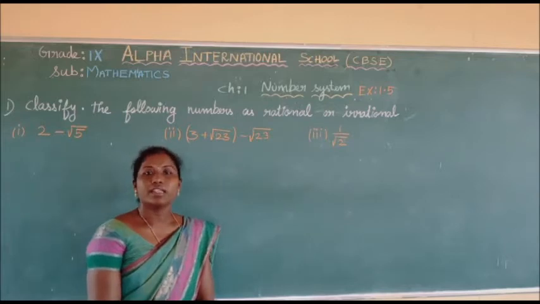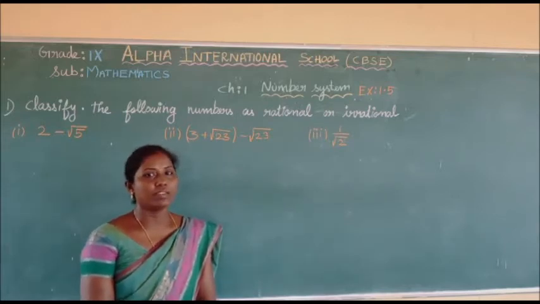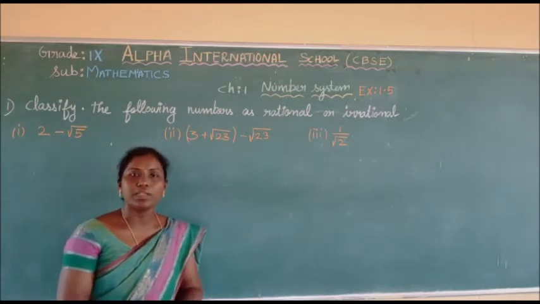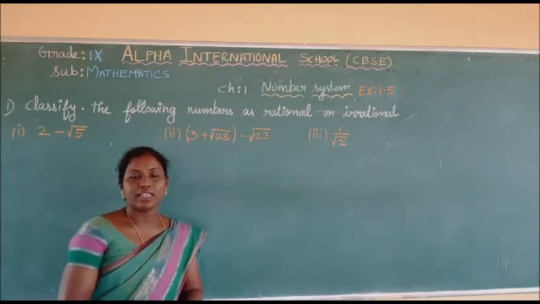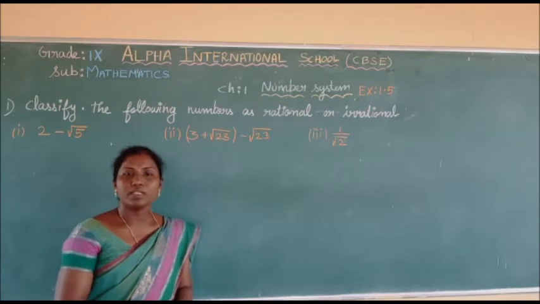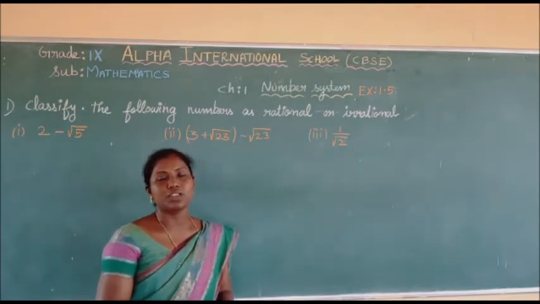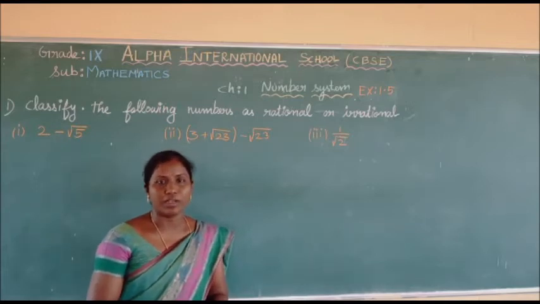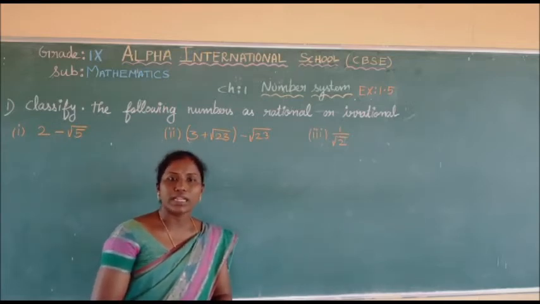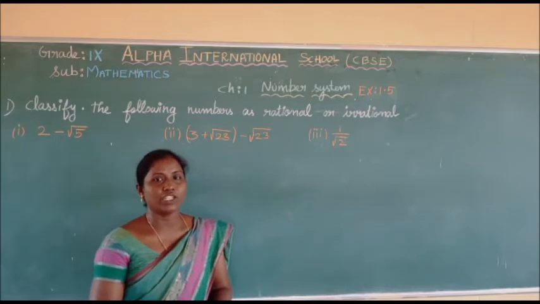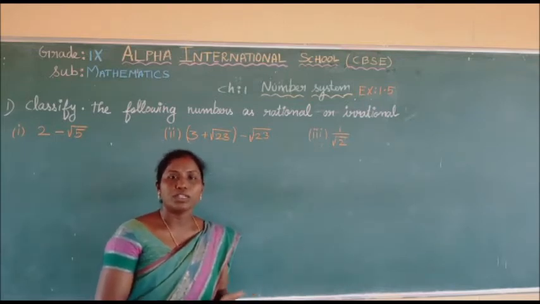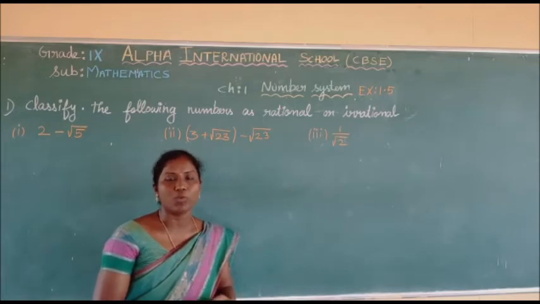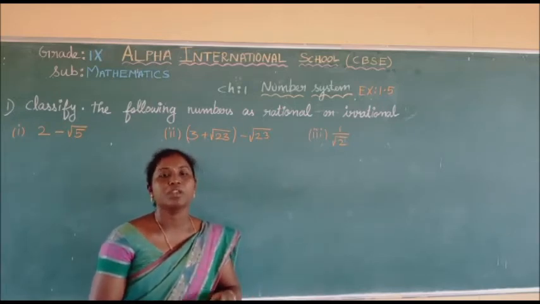In the last two sections, we have discussed the first chapter, number system, and we have completed the first exercise. What are the things we have discussed in the first exercise about rational numbers and irrational numbers? We are clear about what is rational and what is irrational, isn't it? We have solved the first exercise clearly.